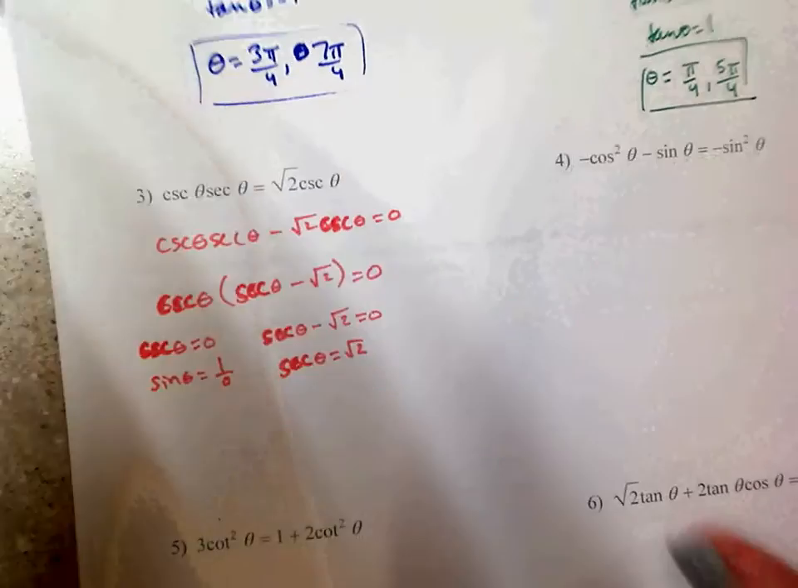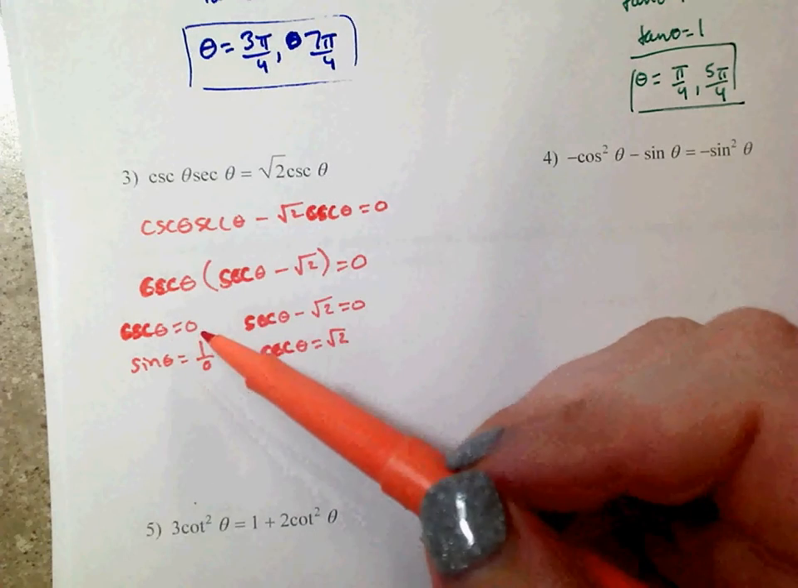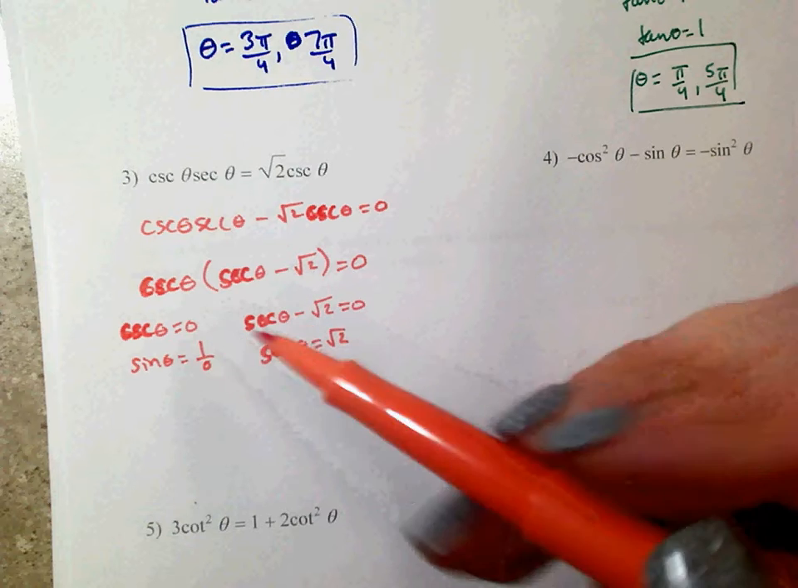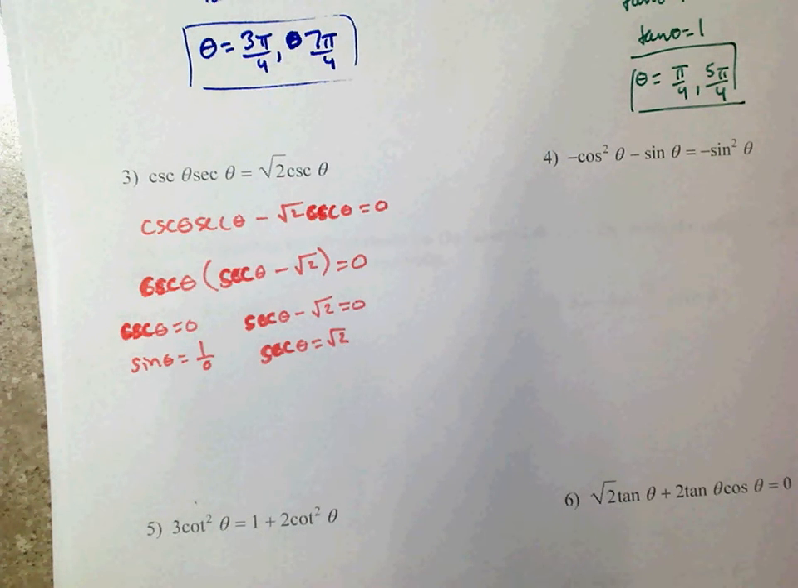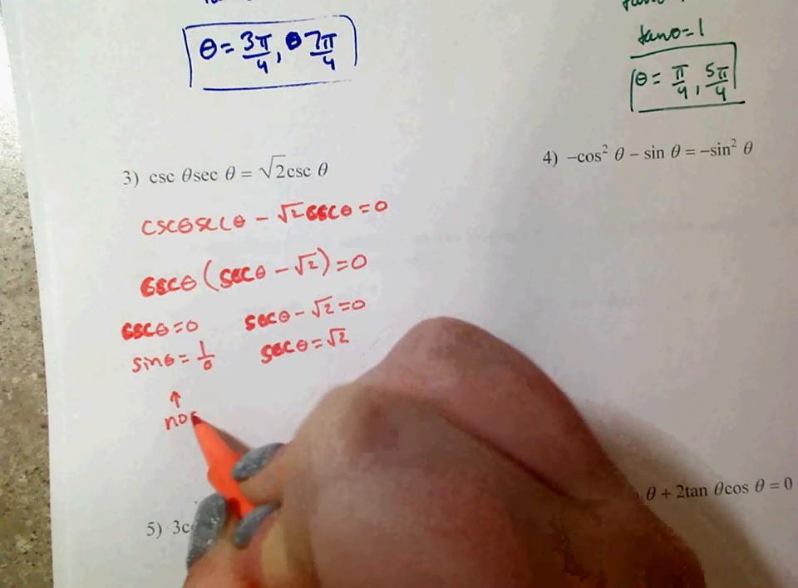But what if the common factor had been cosine, not cosecant, right? Cosine equaling 0 has multiple answers. So you cannot just divide out a common factor. You need to make sure that you factor it out and solve its problem as well. So for this, there's no solution.